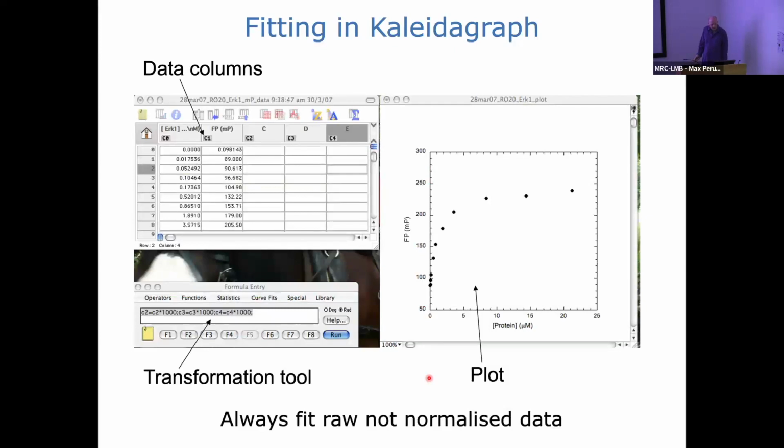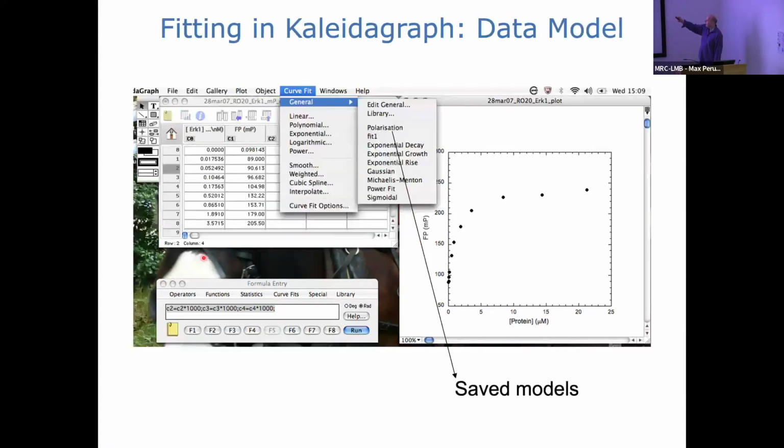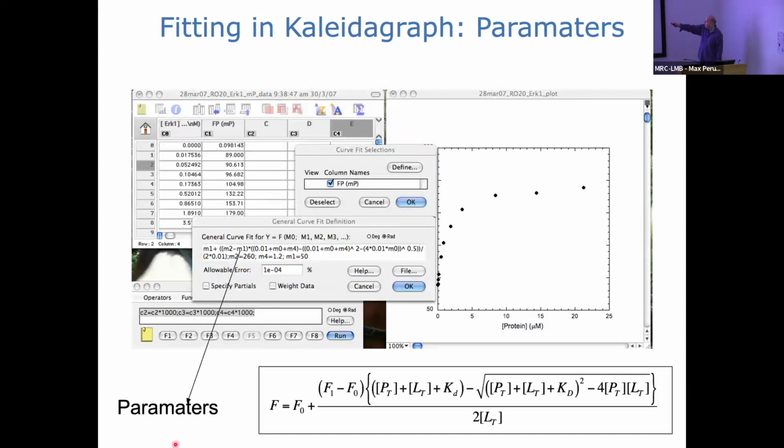If we fit with this program called Kaleidagraph, we've got things in data columns, and certainly I like to use this. It has nice transformation tools and it's very, very easy to use. You can plot the data, and there are lots of saved models you can write yourself. One of the issues is that you then have to write in your own equation here, and it's in terms of m.